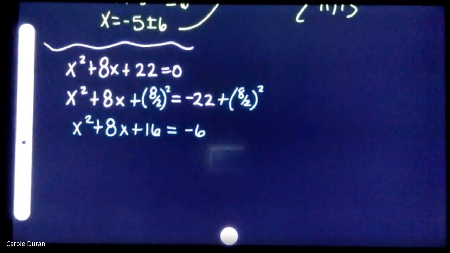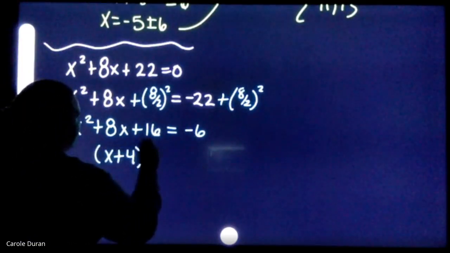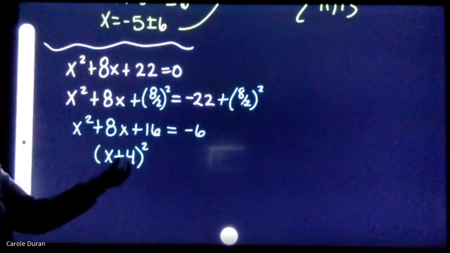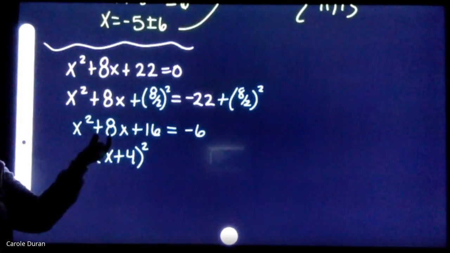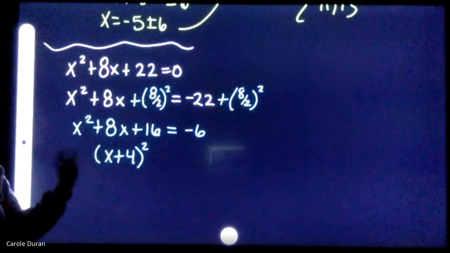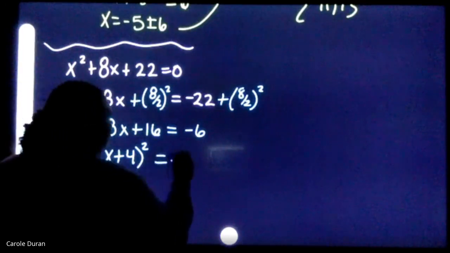I can also factor my left-hand side now. So this is a perfect square trinomial. That factors into x plus 4 times x plus 4, which I can just leave as x plus 4 squared. Remember, this second term in my binomial is half of whatever the middle term is in my trinomial, okay? So half of 8 is 4, so that's how we get that. And then equals negative 6.